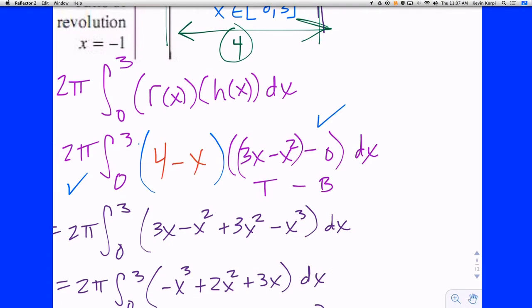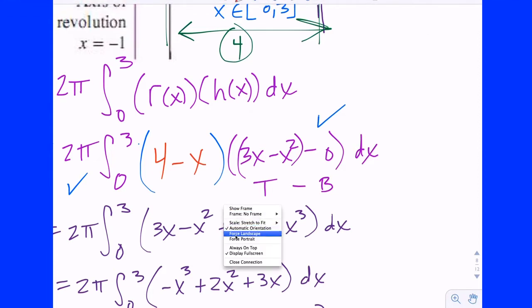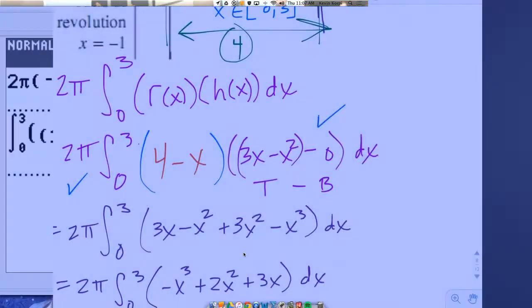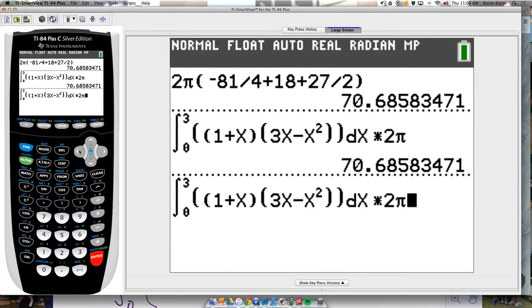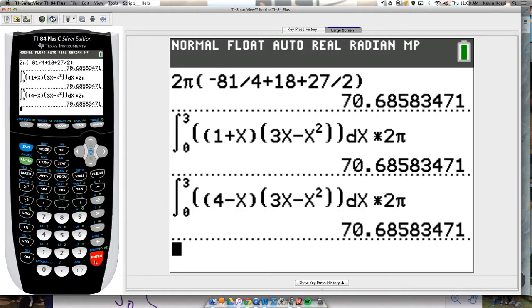And even though it's going to give me a different equation, because of the symmetry, I should get the same value, right? Let's see if the calculator knows that. If I just hit second enter, that'll recall the previous line. And then if I scroll back over to my radius, plus 4 minus x. Same number of character spaces, so there's no inserting. Ready? Hit enter. Look at that. Isn't that cool? It worked.